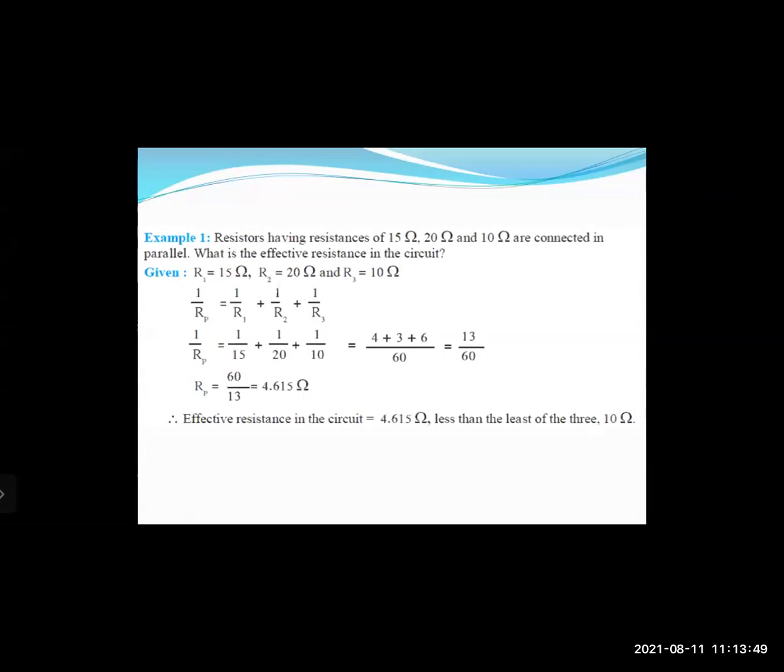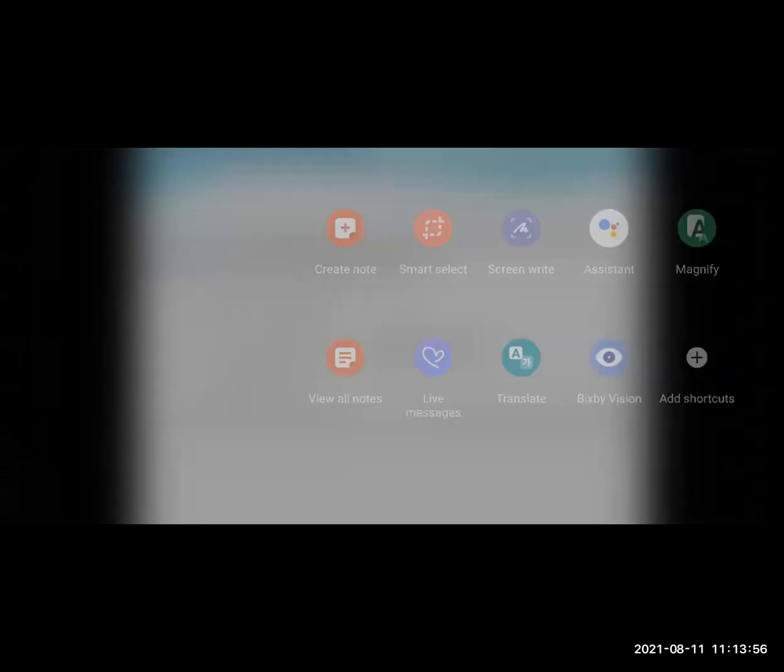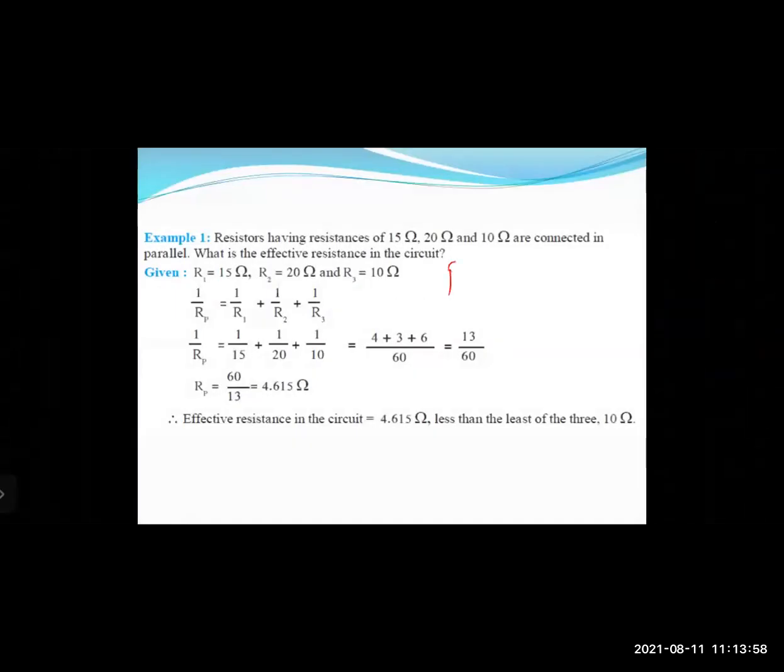So we have to calculate Rp here, right? You need to calculate the value of Rp here. Okay, as we know it is a parallel combination, we will write down the formula: 1 by Rp equals 1 by R1 plus 1 by R2 plus 1 by R3. So we substitute here: 1 by Rp equals 1 by 15, that is R1, plus 1 by 20, that is R2, and 1 by 10, that is R3.